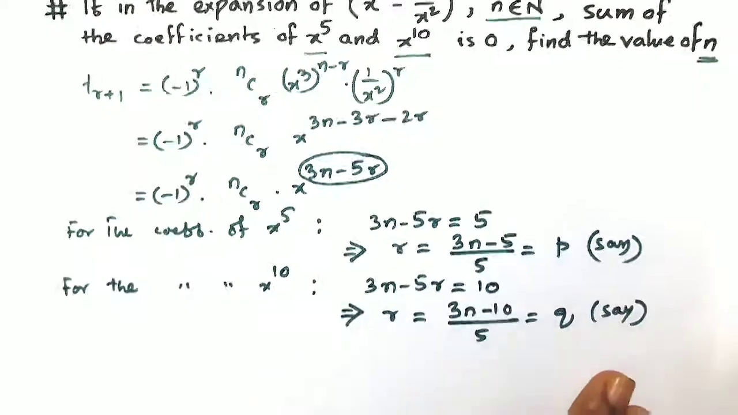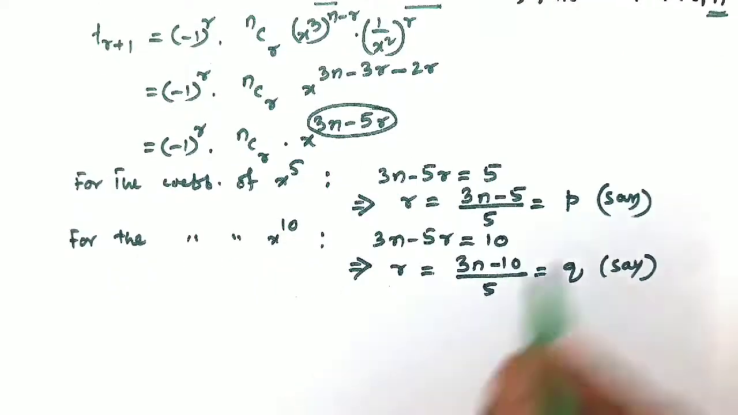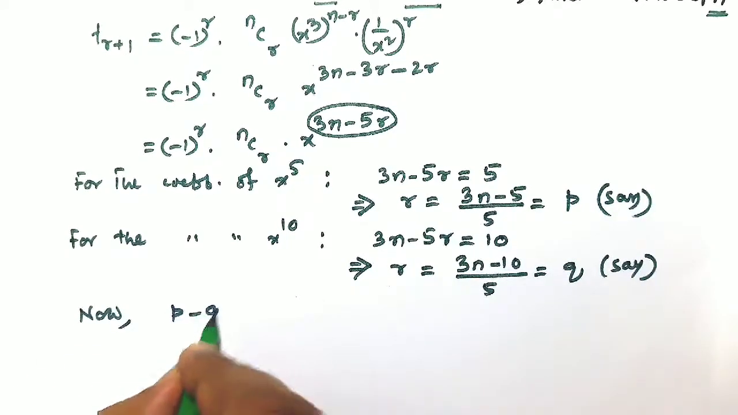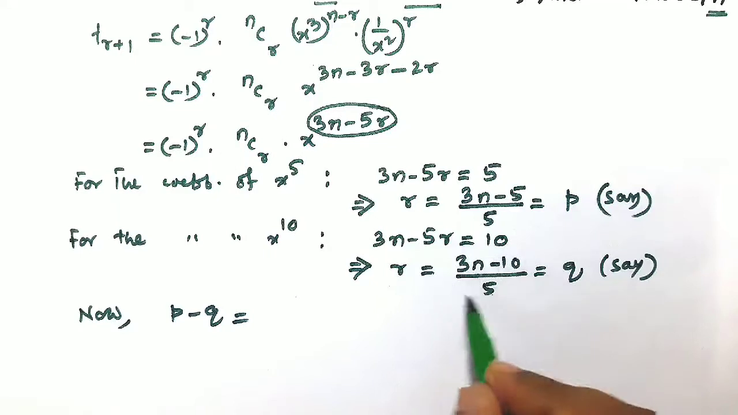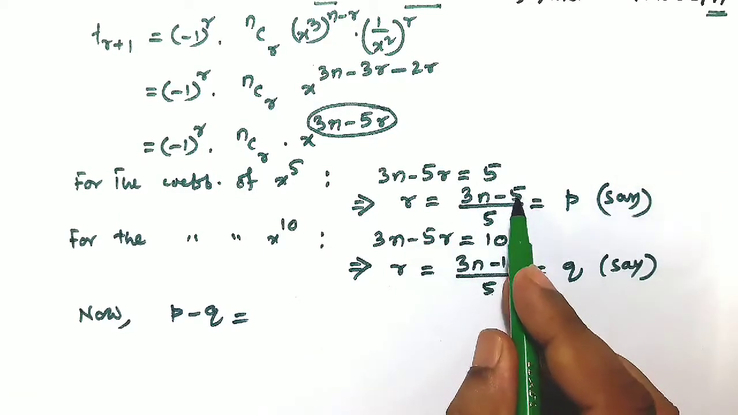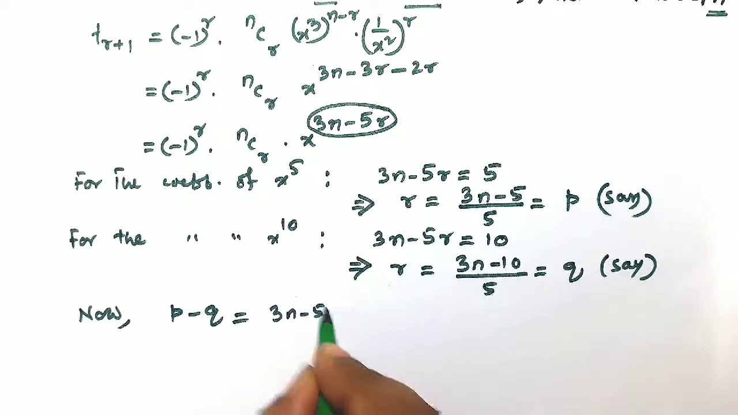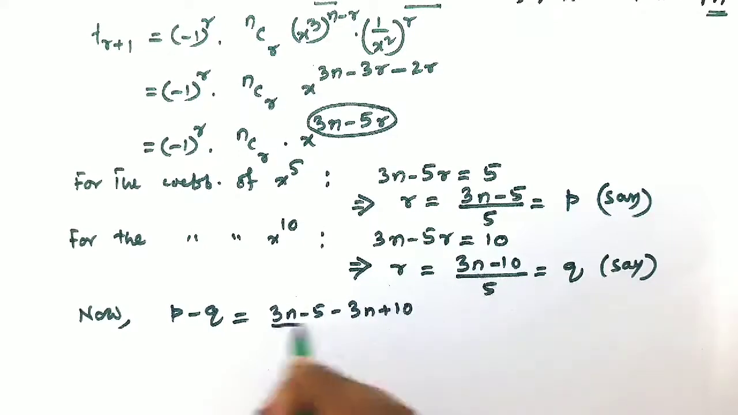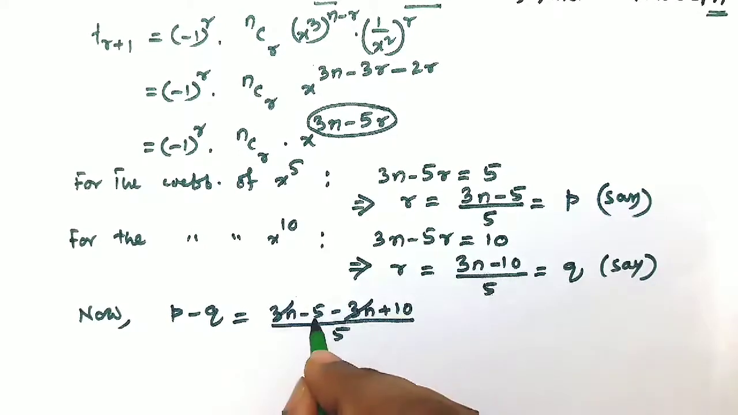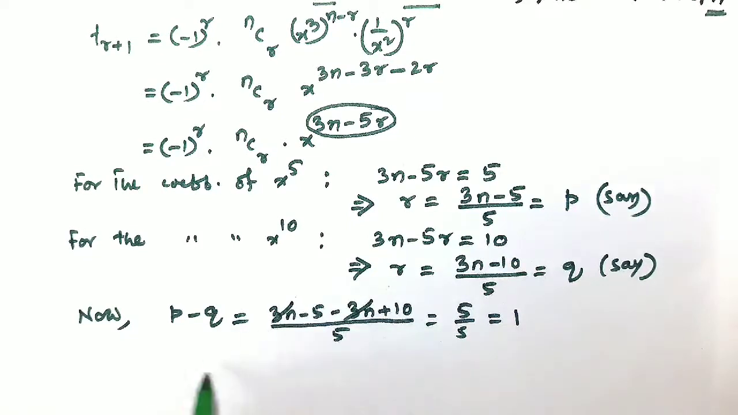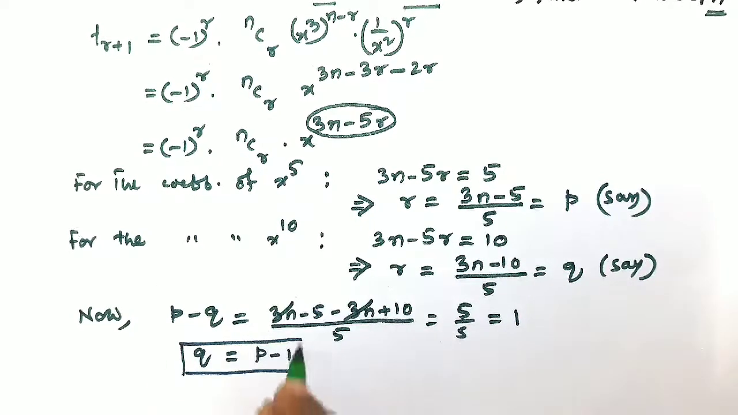Okay. Now friends, there is a simple calculation. You subtract q from p. Now p minus q. Subtract (3n minus 10) upon 5 from (3n minus 5) divided by 5. So this is (3n minus 5 minus 3n plus 10) upon 5. So 3n is cancelled. Minus 5 plus 10, that is equal to 5 by 5, getting 1. So p minus q is equal to 1. So what is q? So q is equal to p minus 1. Okay. We shall use it later.